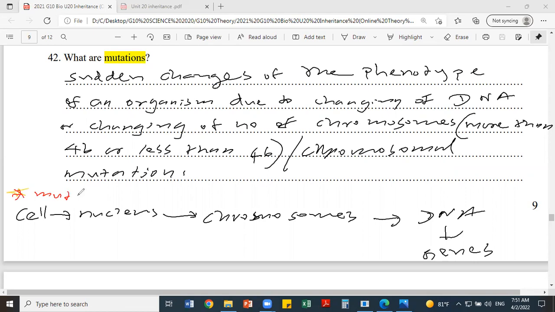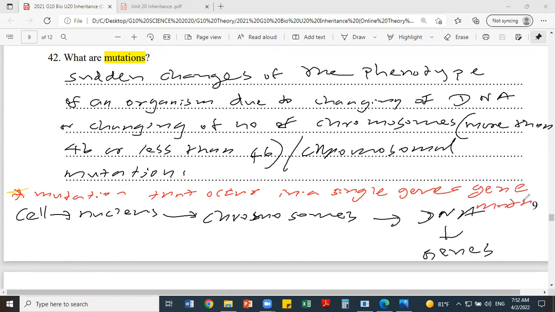Mutation that occurs in a single gene is known as gene mutation. Gene mutation.